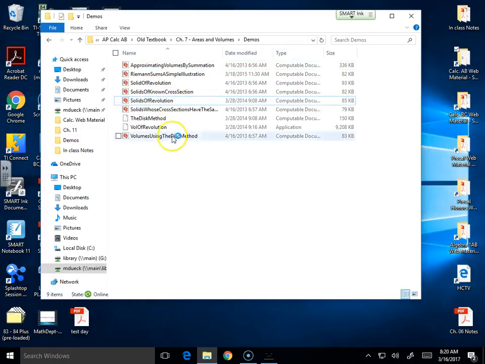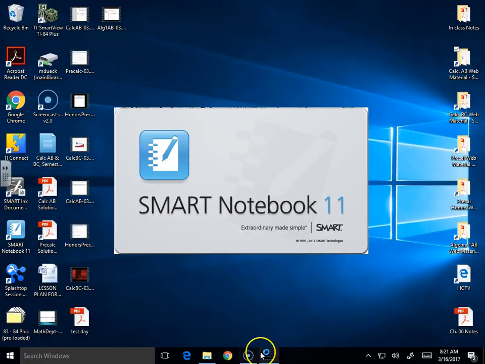Let's do solid revolution. Let's not do that one. Let's do this method. And let's see if these actually open, but they look weird. All right, all that's opening in the background.